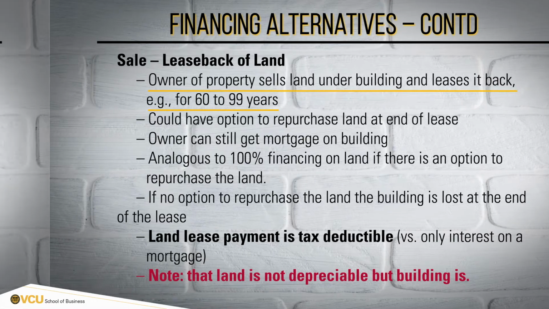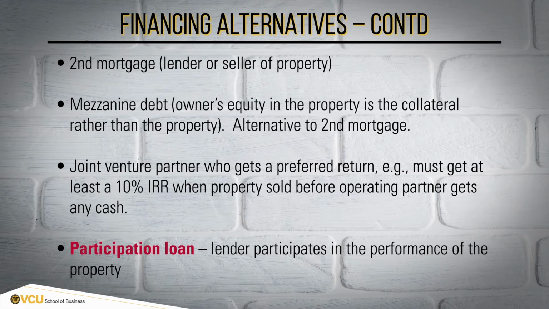Some others, we have the obvious second mortgage, where it's piggybacked on top of the first mortgage. We have a mezzanine debt scenario where the owner's equity in the property is the collateral rather than the property. It's a little bit confusing, but think about it this way. If you're a lender and you take a mezzanine position, what you have to understand is you do not have a claim on the asset. You only have a claim on the cash flows that the asset is going to generate. So that puts you in a much different position.